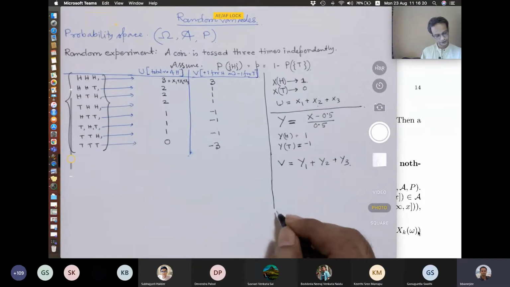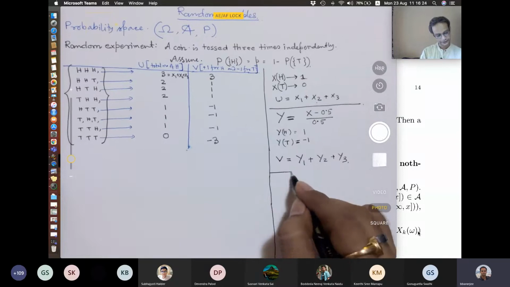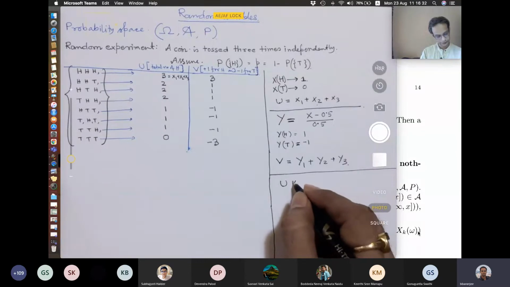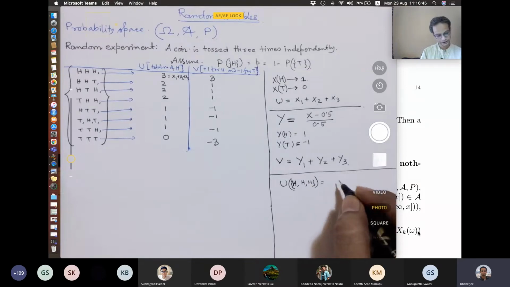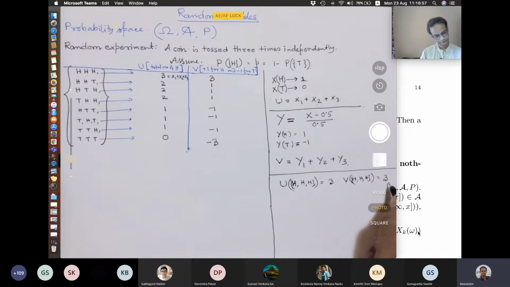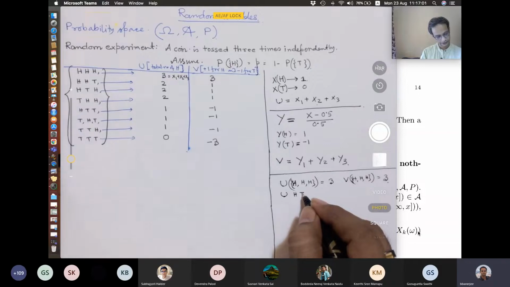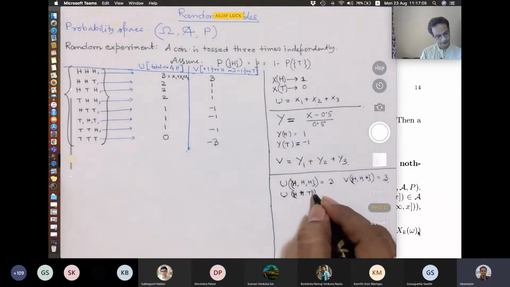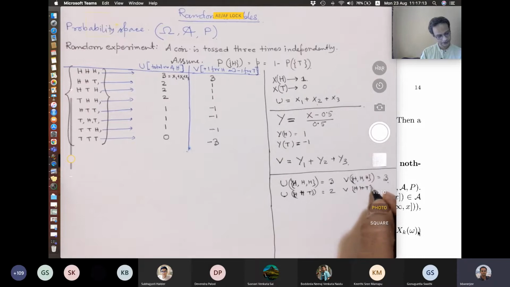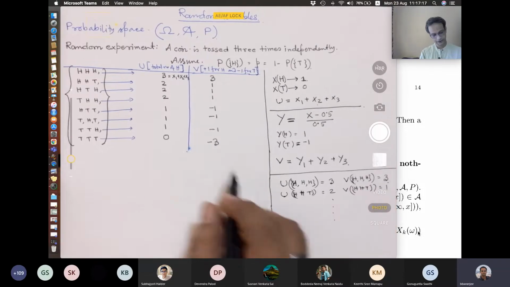From here we can also extend the idea in this way, that we have a pair. u of head head head is 3, and v of head head head is also 3. u of head head tail is 2. v of head head tail is 1, and so on and so forth, as you can see in this.